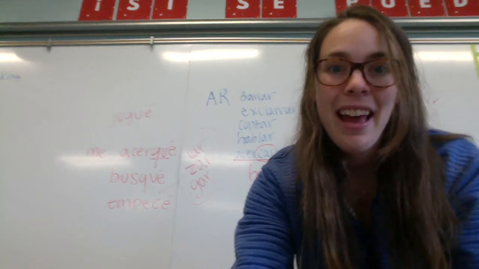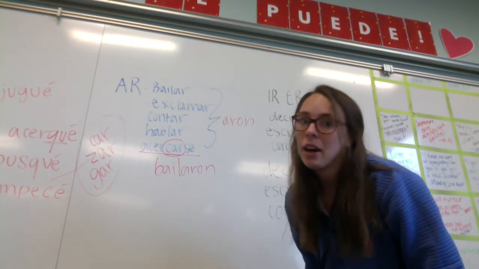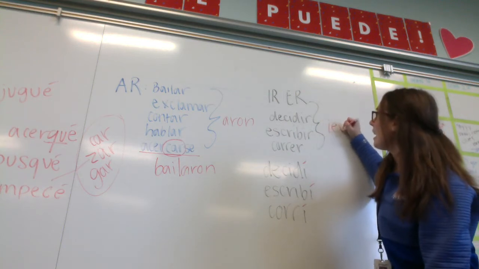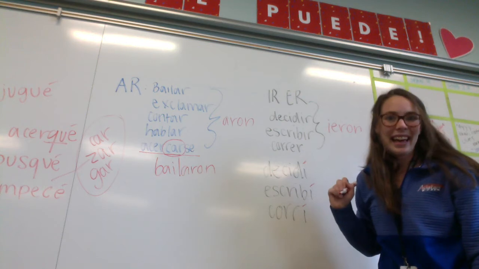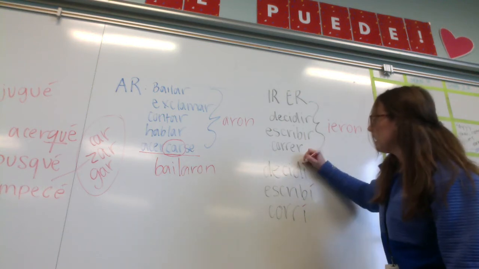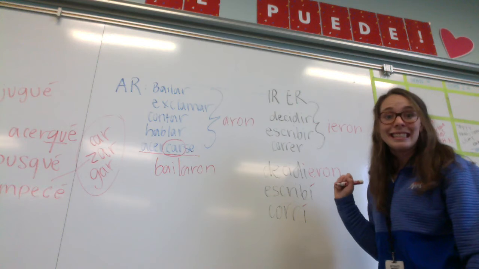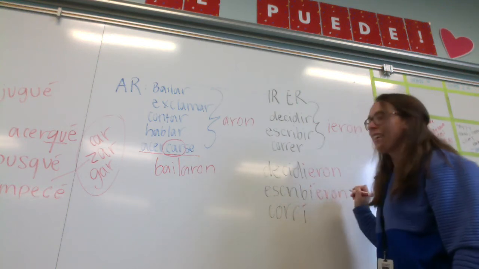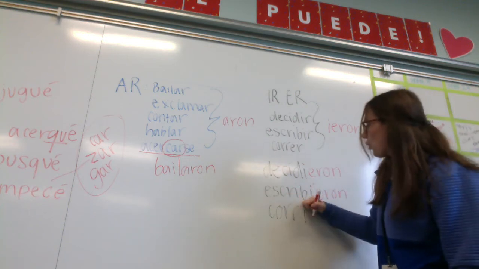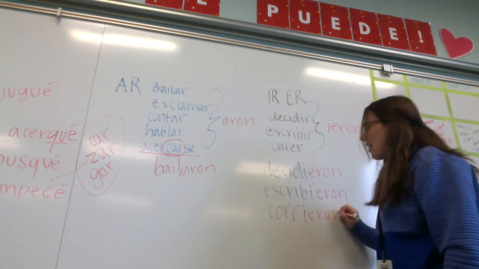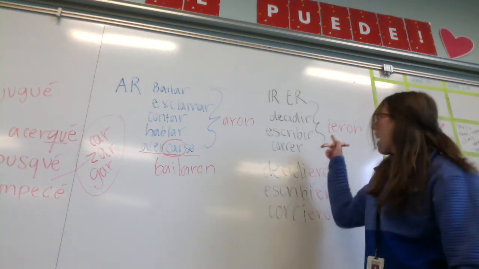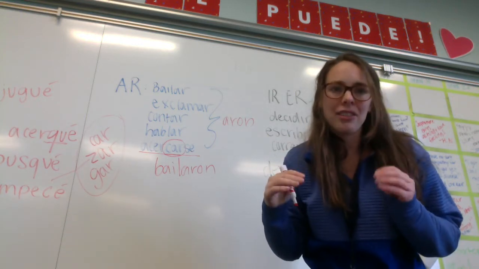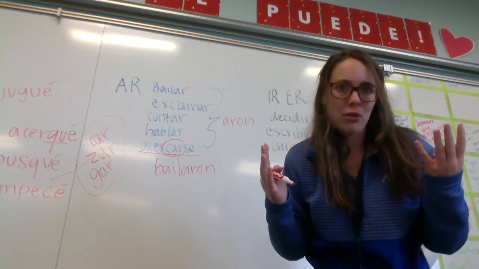Pretty simple. And the they form of the IR-ER verbs is also pretty simple. Instead of this, it is ERON. So decidieron means they decided. Escribieron, they wrote. Corrieron, they ran. This IERON, in my opinion, sounds a little bit like an airplane. So that's one way to remember it.